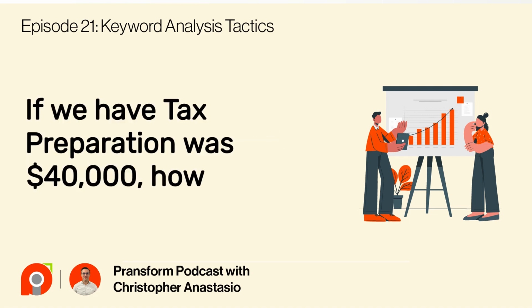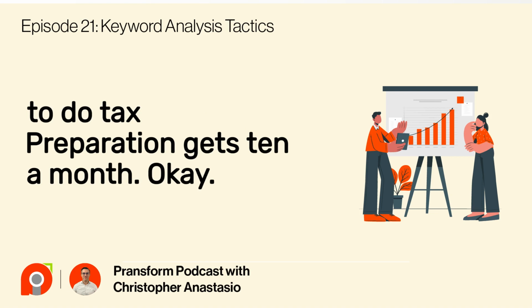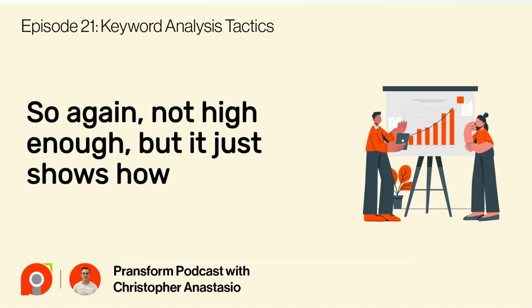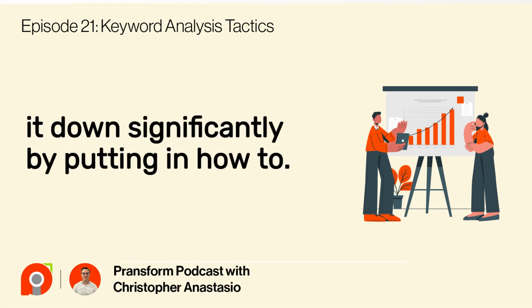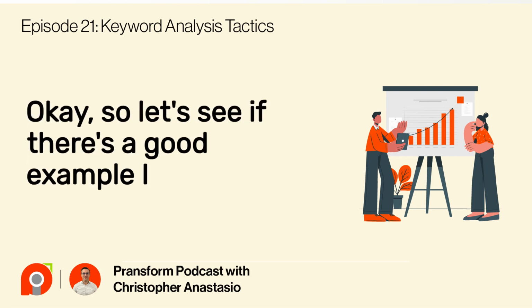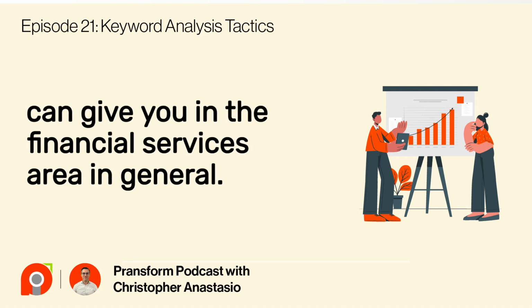So let's try that one. Tax preparation was 40,000. How to do tax preparation gets 10 a month. Okay, so again, not high enough, but it shows how it takes a massive keyword, over 40,000 searches, and drops it down significantly by putting in how to. Okay, so let's see if there's a good example I can give you in the financial services area in general.